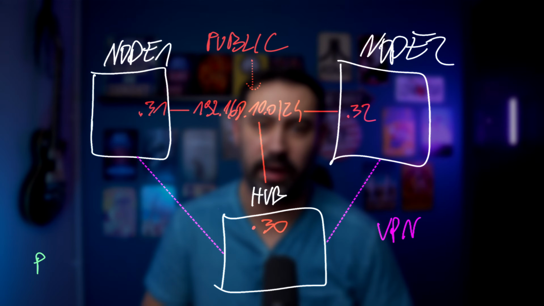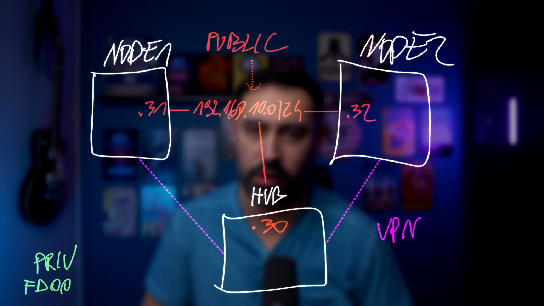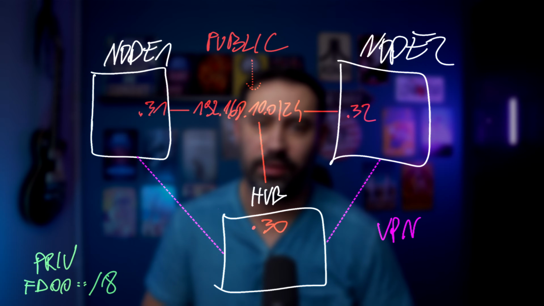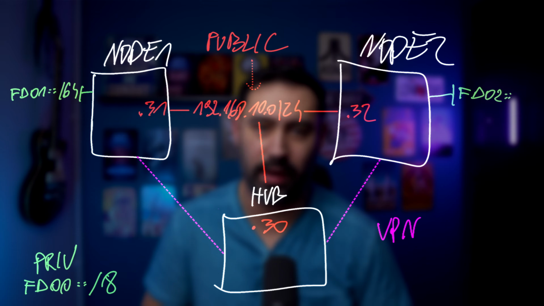Let's start with defining our private networks. For that purpose, we'll use the FD00/8 prefix that is reserved for unique local addresses. This is similar to IPv4 private addresses 10/8, 172.16/12, and 192.168/16. This prefix is meant for local communication only. Node 1 has FD01/64 private network, and Node 2 has FD02 and FD03/64 private networks.